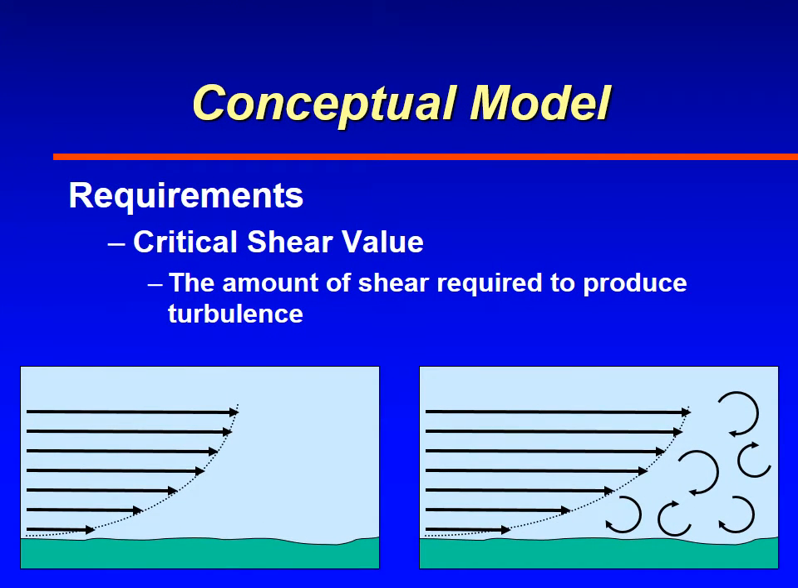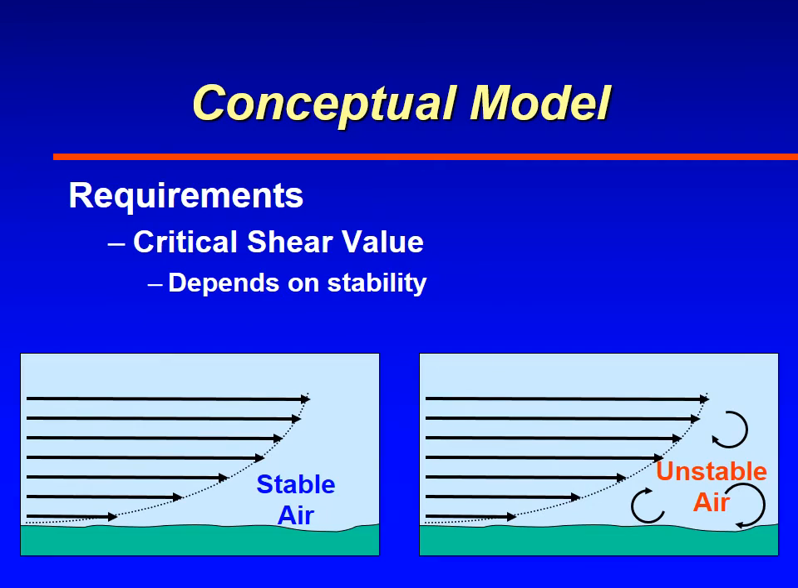So there is a point where you need to have a certain amount of shear to overcome the stability and to create turbulence. We call this shear value the critical shear value. It's the amount of shear that's required to produce turbulence. If the atmosphere is very stable and you have a certain amount of shear, you won't get turbulence. But if the air is unstable and you have the same amount of shear, you can get turbulence. So it depends upon the stability and the shear. They go hand in hand.